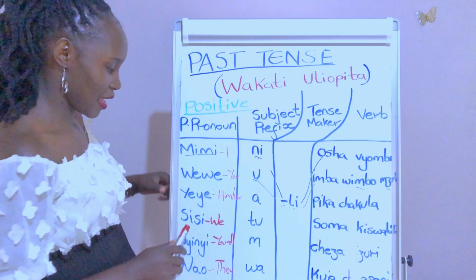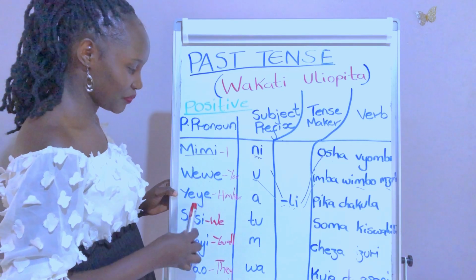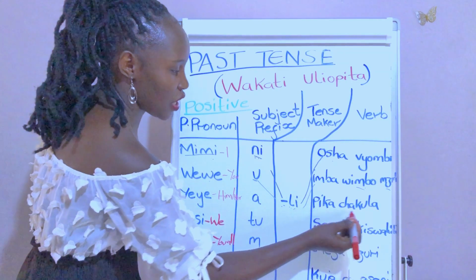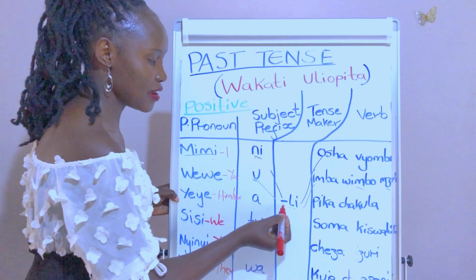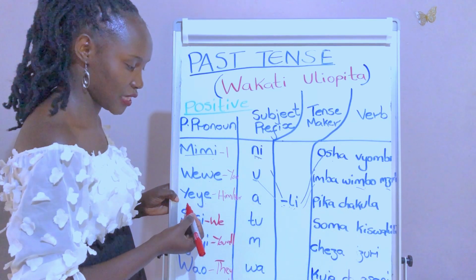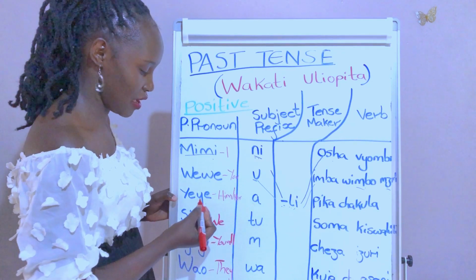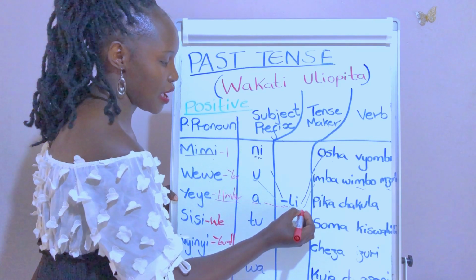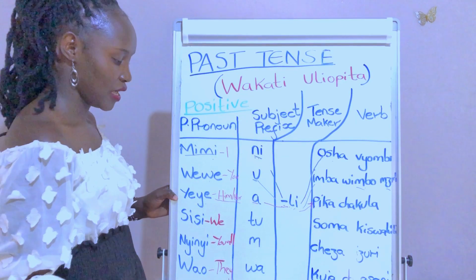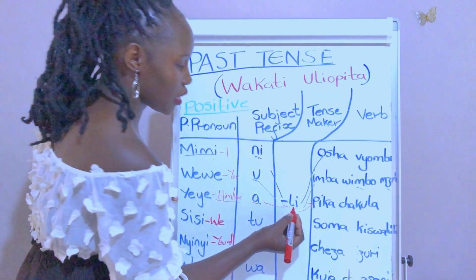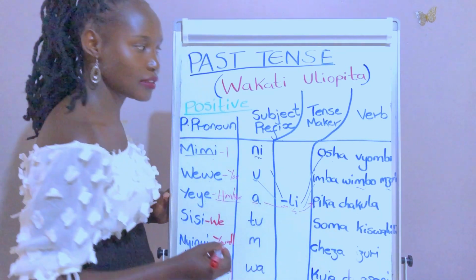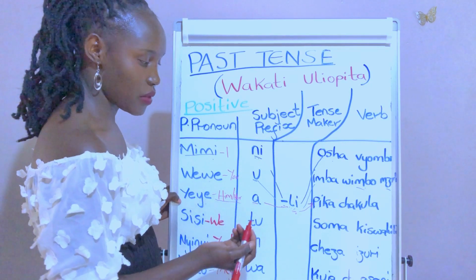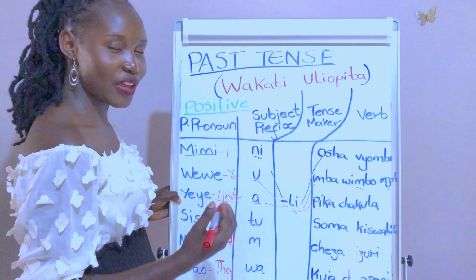So our third sentence, yeye, which means him or her, a, li, tense marker, pika chakula. Yeye alipika chakula. Just connect personal pronoun, subject prefix, tense marker, and our verb. So as you can see, our tense marker is here to show us this action took place some time back. So yeye alipika chakula simply means he or she cooked the food.